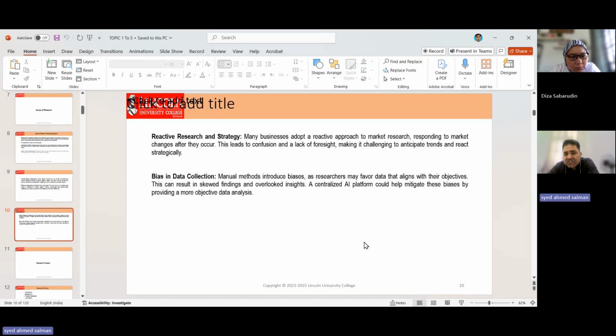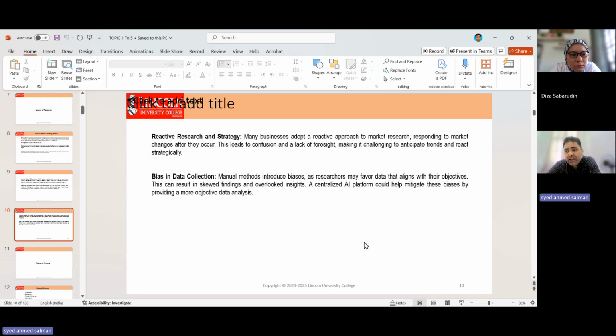Reactive research and strategy. Many businesses adopt a reactive approach to market research. What they do is respond to market changes after they occur. This leads to confusion and lack of foresight, making it challenging to anticipate trends and react strategically. Meaning that whenever you talk about reactive research and strategy, again, you will have a lot of difficulty and challenges.